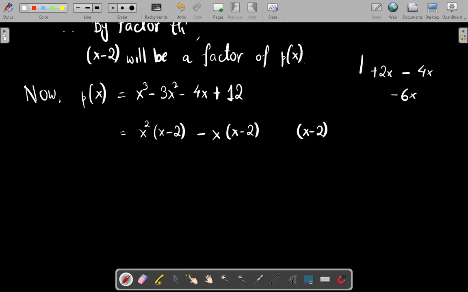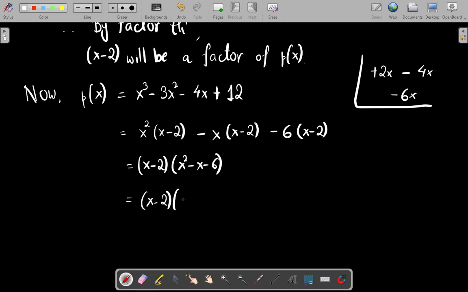This is rough, by the way. In order to get minus 6x, I'll multiply with minus 6. Minus 6 times x will give me minus 6x, and this plus 2x, so 2x minus 6x will give me minus 4x. And minus 6 times minus 2 gives plus 12. So this is now factorized: x minus 2 times x square minus x minus 6. Now this term can be further factorized. Here the product is minus 6 and the sum is minus 1, so minus 3x plus 2x. So x minus 2 times x minus 3 times x plus 2.